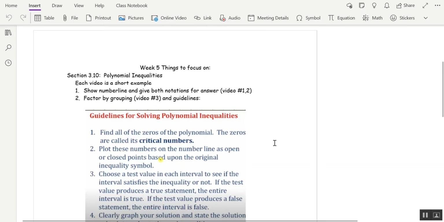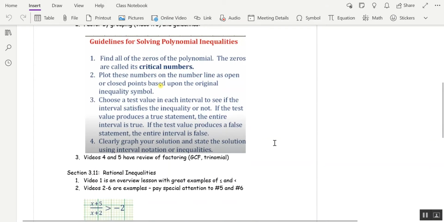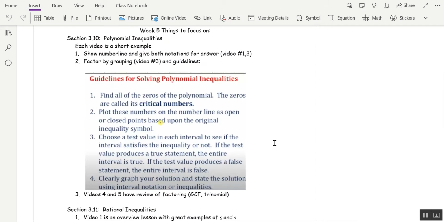Section 3.10 is polynomial inequalities and section 3.11 is rational inequalities. In 3.10, each video, there are 5 of them, is just a short example, and I suggest you watch them all.